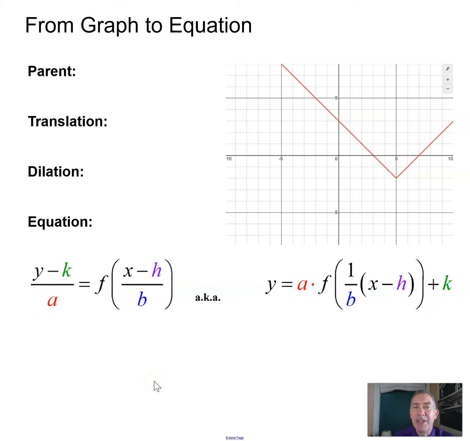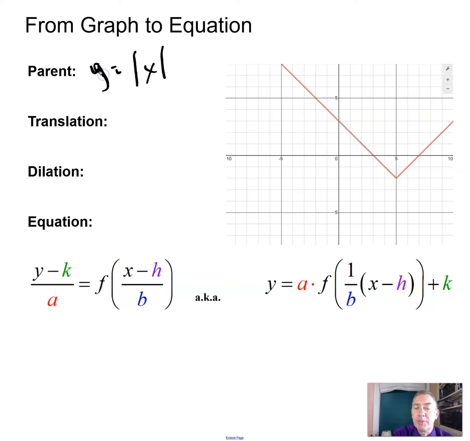Hello, statistics and pre-calculus. Last time you took an equation and graphed it. Now we're taking a graph and finding an equation for it. Step 1, what is the parent function? I'm looking at this graph. This is an absolute value graph, so my parent function is y equals the absolute value of x.